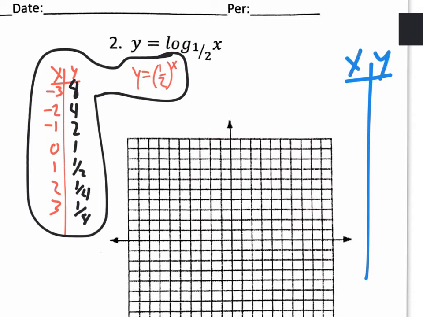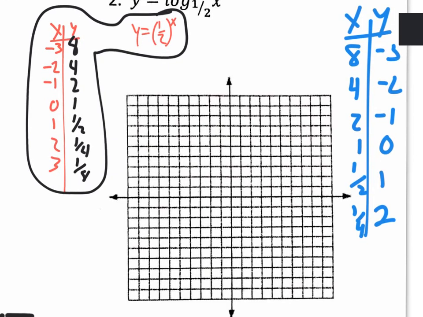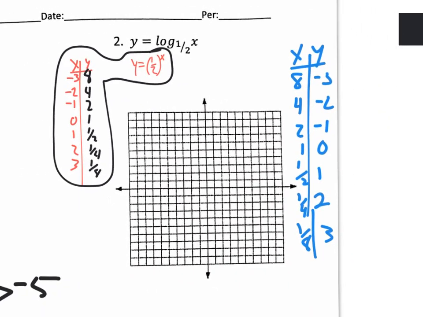So your new coordinates, instead of -3 and 8, it's going to be 8 and -3. Instead of -2 and 4, it's going to be 4 and -2. Instead of -1 and 2, it's going to be 2 and -1. Instead of 0 and 1, it's going to be 1 and 0. Instead of 1 and 1/2, it's going to be 1/2 and 1. Instead of 2 and 1/4, it's going to be 1/4 and 2. And then 1/8 and 3. Okay, so I hope we all see that. And now we have our real coordinates to the logarithmic function, and we could actually graph it.